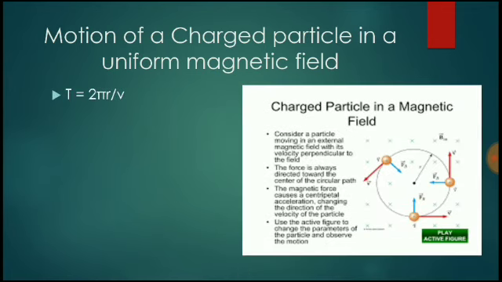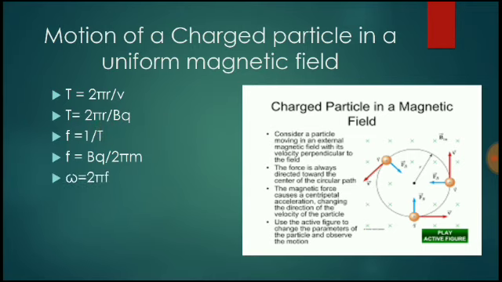T is equal to 2 pi r divided by v. The time period is equal to the circumference of the circle divided by the velocity of the charged particle. So T is equal to 2 pi m divided by Bq. Yes, time period is 2 pi m divided by B into q, magnetic field into charge. And frequency is nothing but the reciprocal of the time period, that is 1 by T. The frequency of this particle, f is equal to Bq divided by 2 pi m. If you substitute T here, you will get this equation.